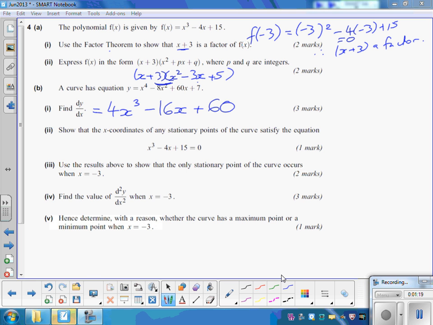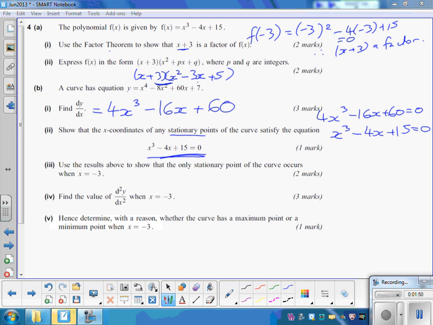Show that the stationary points satisfy this. Well, of course, stationary points are when dy by dx equals 0. So we're just going to write 4x cubed minus this equals 0. Let's divide everything by 4, shall we? Dividing everything by 4 gives us this thing here. Oh, I recognise that. That's 6. Yeah, I do recognise that. It's what we were aiming for.